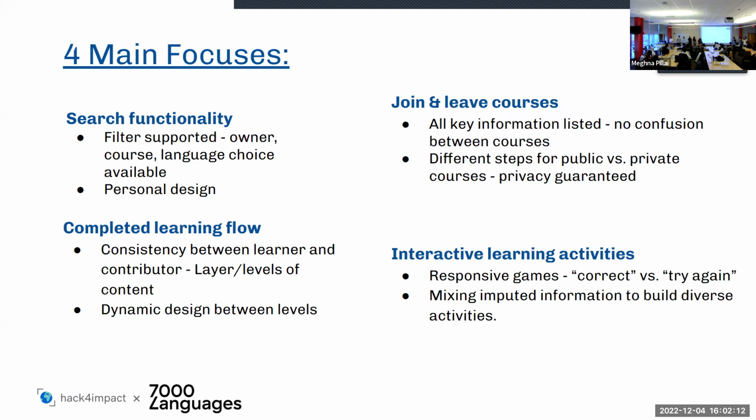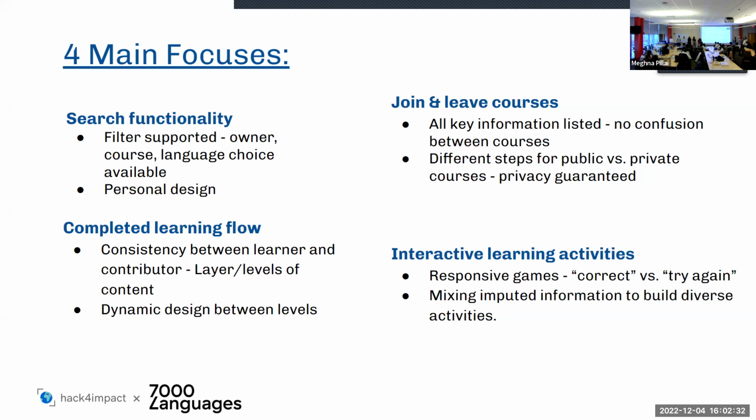After the user searches for the course, there will be a join or leave course option. So they will see all the key information, and there will be no confusion among courses which share the same name. And there will be different steps for joining a public or private course, so the privacy will be guaranteed.